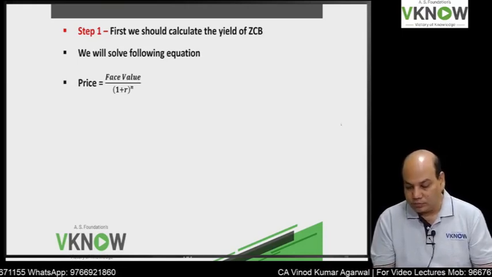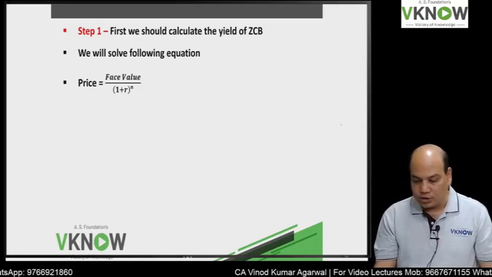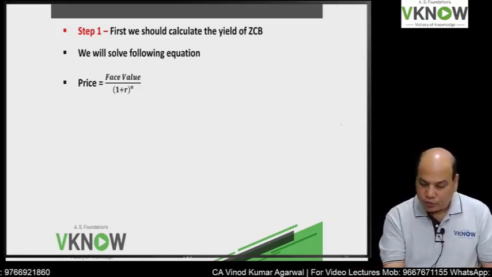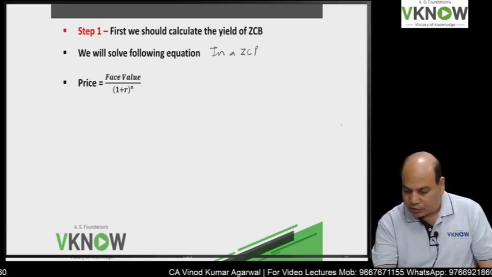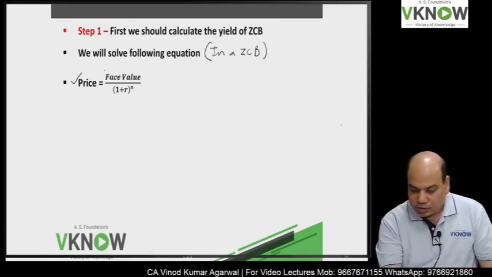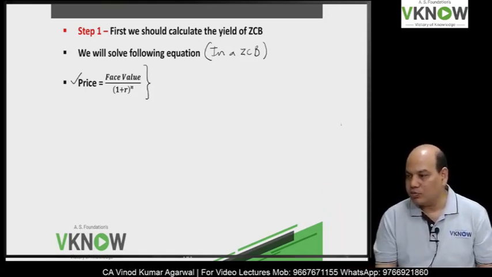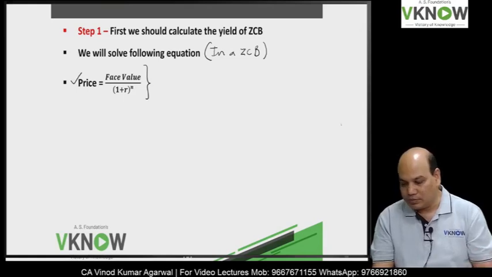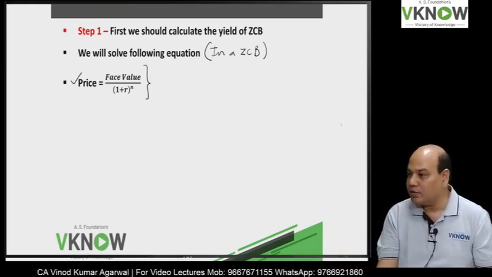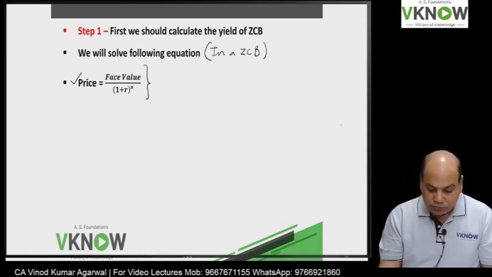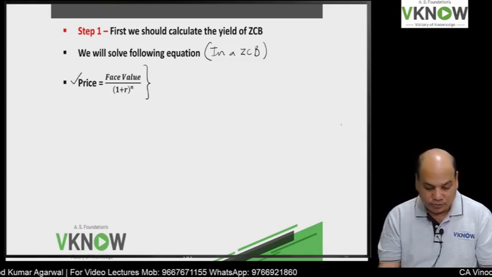So write down the equation. First write down, we will solve the following equation. In a zero coupon bond, the price of the bond today is the present value of the face value, the future cash flow. Future cash flow is only face value on redemption. So this equation you will use for all the three bonds. Price of ZCB is equal to face value upon (1 plus R) to the power n.